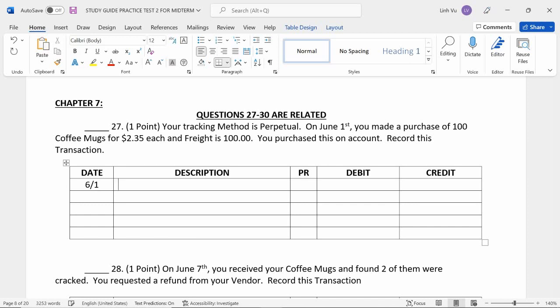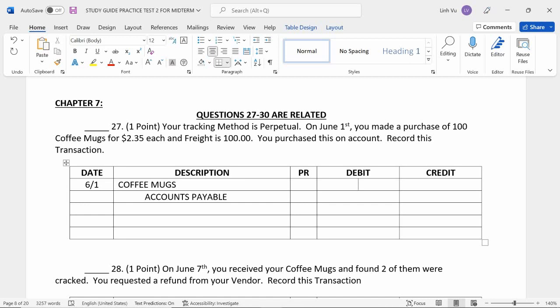You would do mugs. How'd you purchase these mugs? So accounts payable. And freight. Do you separate freight for this? No. Where does the freight go? It would be in the cost of the mugs. Correct. So in this case, how much am I going to put into my mugs account? 100.